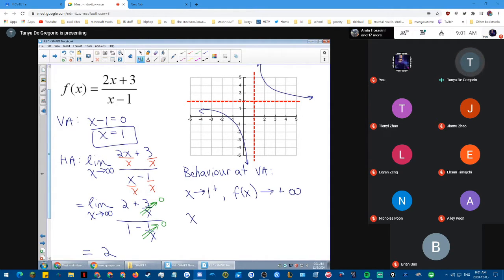What about as I approach from the left? It approaches negative infinity. Got it. Negative.